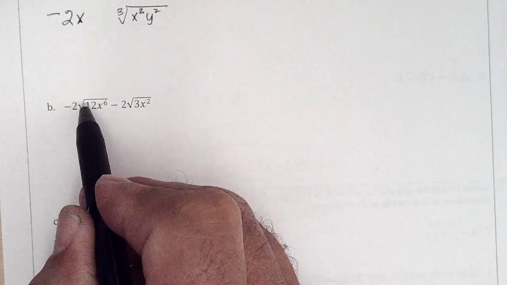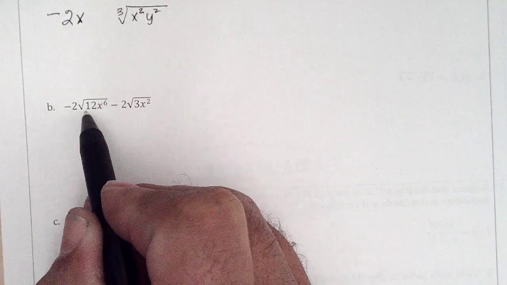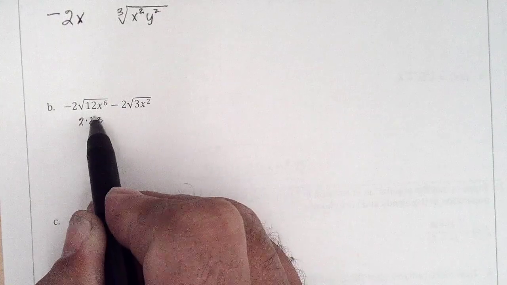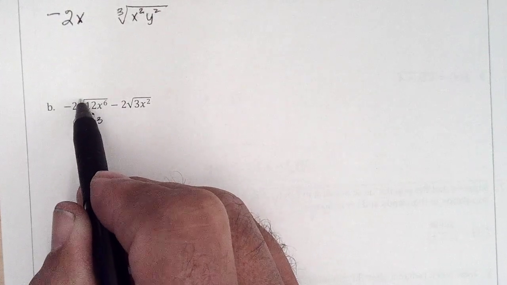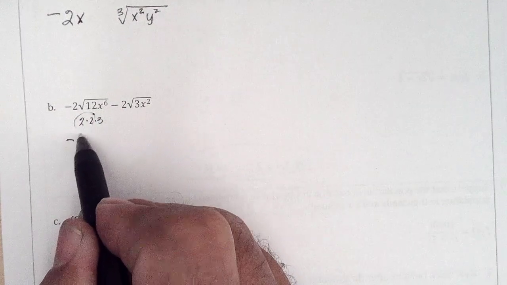This one, this is an even root, so I have to watch out for absolute value. Now 12 is 2 times 6, which is 2 times 3. I got a pair of 2's. This is a square root, so I take out a pair of 2's times the negative 2, so that's negative 4.